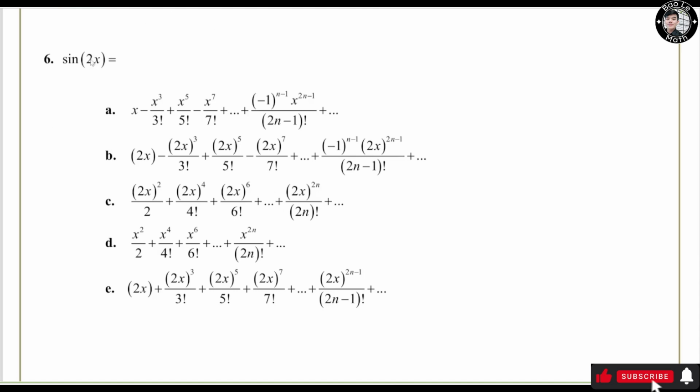Now let's move on to question 6. We need to find the power series for sine of 2s.